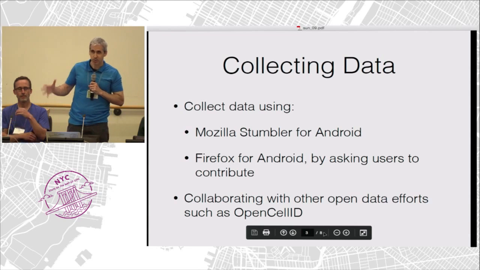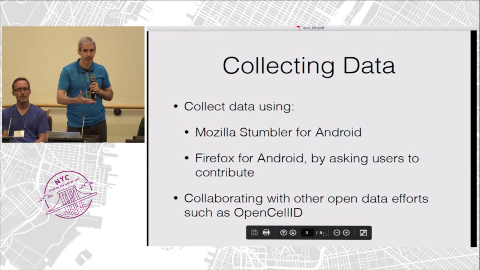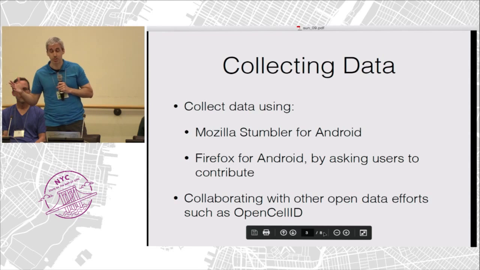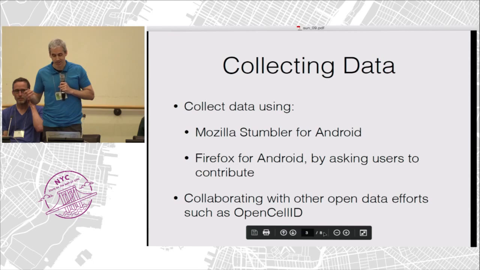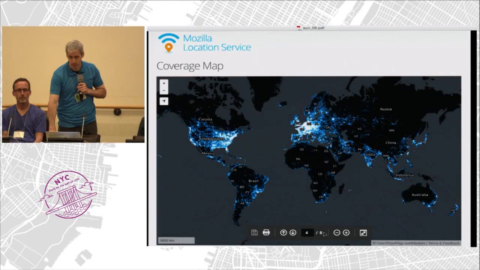We've been collecting data mainly through two means. We have Mozilla Stumbler for Android, which is a standalone, aggressive data collection of Wi-Fi and cell networks. And when you install Firefox for Android, you get a pop-up that asks, would you like to contribute your location to our service? And a lot of people do. Check it off. Goodness, thank you to them. And that's very, very low power, sparse contribution. We also work with OpenCell ID and a few other open data platforms.